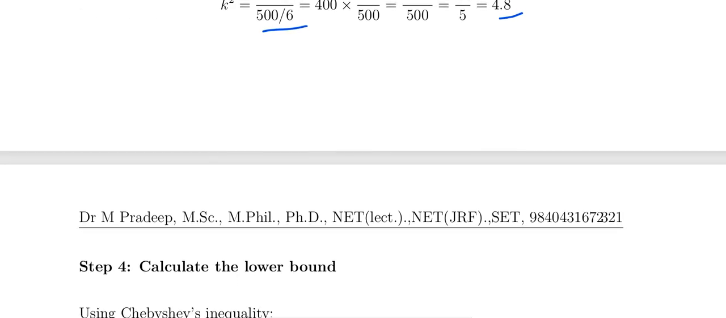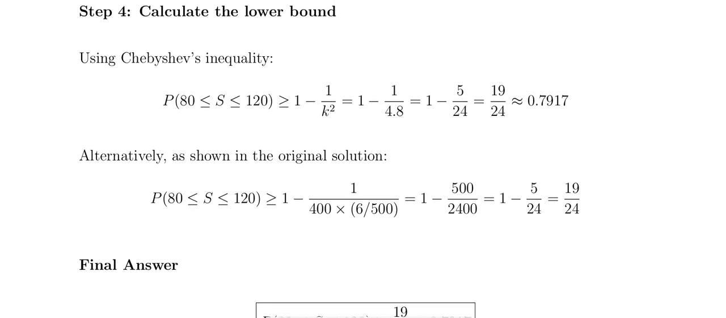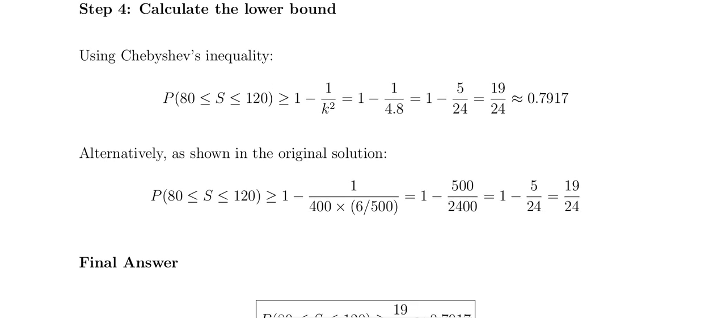So the right hand side is 1 minus 1 by k square, from the Chebyshev inequality: probability of 80 to 120 is greater than or equal to 1 minus 1 by k square. So 1 minus 1 by 4.8, that is 1 minus 5 by 24. Simplifying, we get 0.7917. So what is the lower bound for the probability? That is 0.7917, actually the solution is 19 by 24.